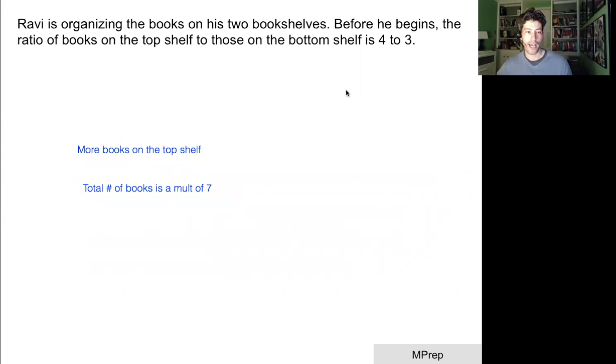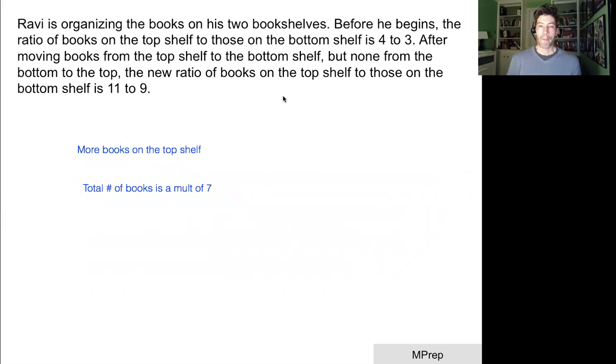All right, on to the next piece of the puzzle. All right, so we're going to move some books from the top to the bottom, but we're not moving any in the other direction. The new ratio of books on the top shelf to those on the bottom shelf is 11 to 9. What can you infer from this?